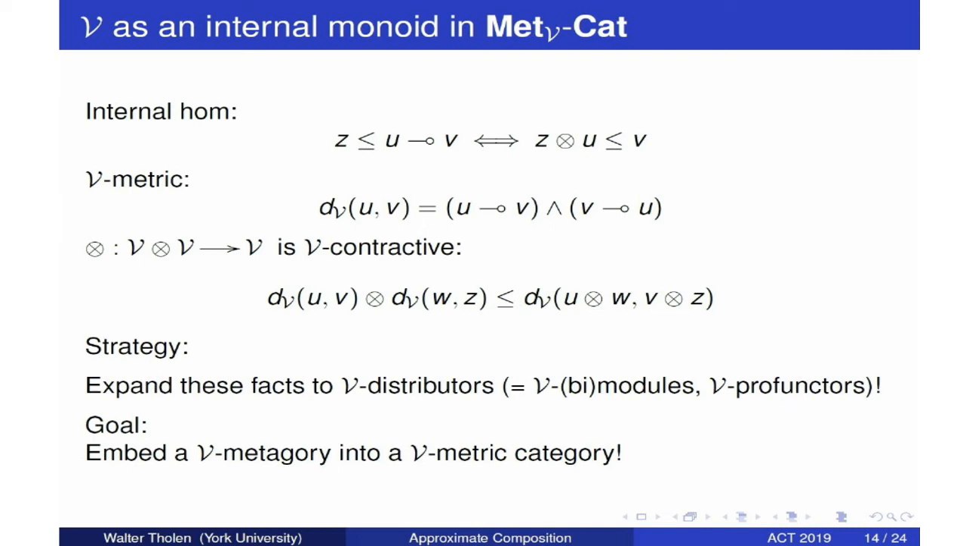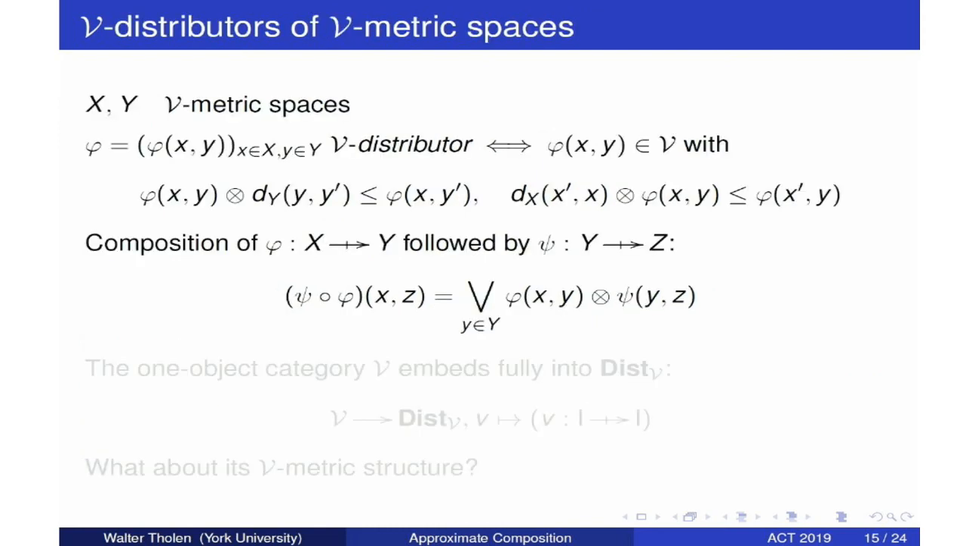So this V is metrically enriched. You can compare 2 parallel distributors in the way you would expect, and you get a separated V-metric space for every Hom set, because V is separated. And so now you can form the Hom. So this is a V-metric category. This was just a metagory, but the right-hand side governs the whole thing. This is a V-metric category.